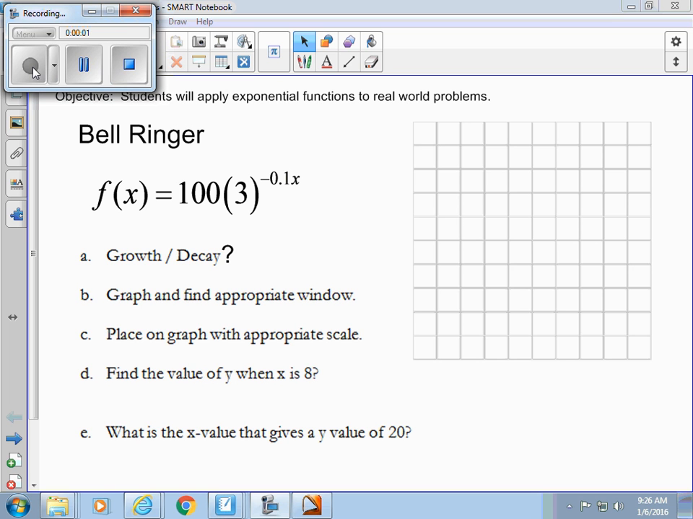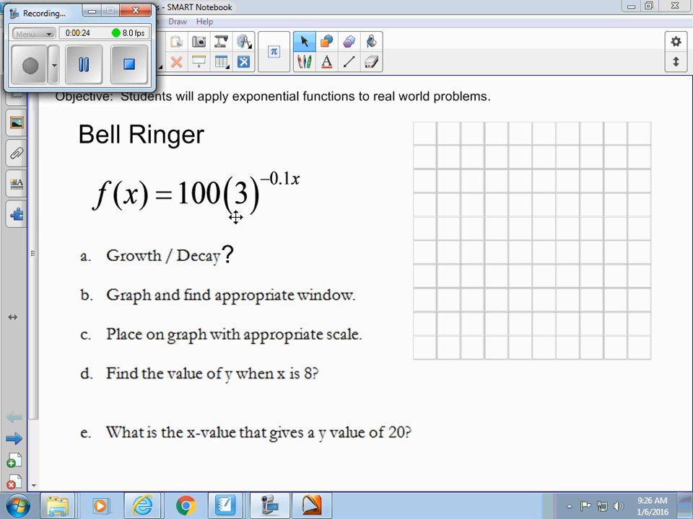Okay, so let's see what we can come up with as far as information. Let's start with growth or decay. I think we could answer that without a graph. How could we probably do that without even seeing a picture? Okay, pay attention to the reflection, right? This is this normal graph, and I'm not going to graph the whole thing by hand.